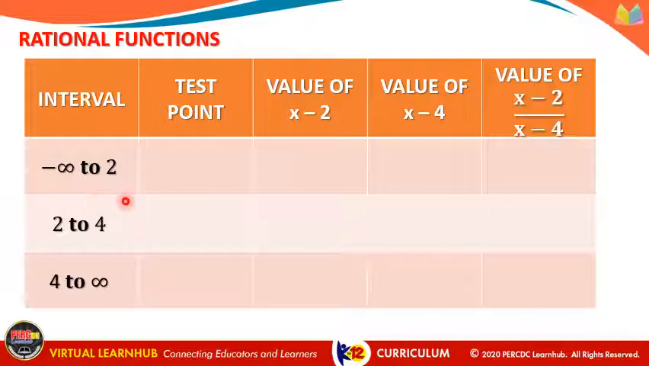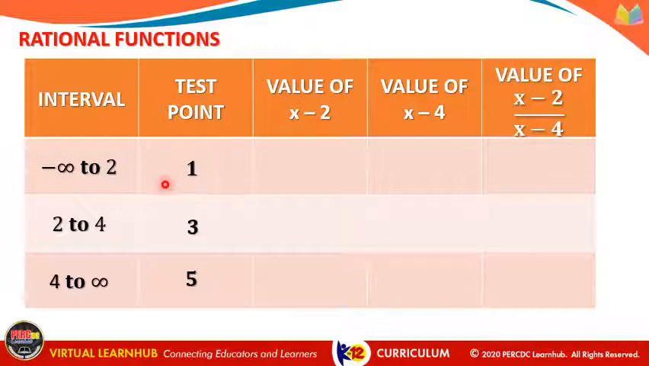Anyways, for this video, for the interval negative infinity to positive 2, ang pinili kong test point is positive 1. Sa interval na 2 to 4, ang pinili kong test point is positive 3. And sa 4 to infinity, ang pinili kong test point is positive 5. Again, ang goal lang talaga natin malaman ang sign ng x minus 2 over x minus 4 if ito ang mga isa-substitute natin. Actually, hindi mo na kailangan gawin yung x minus 2 at x minus 4. Pero para mas kompleto yung table, o di sige, gawin lang natin.